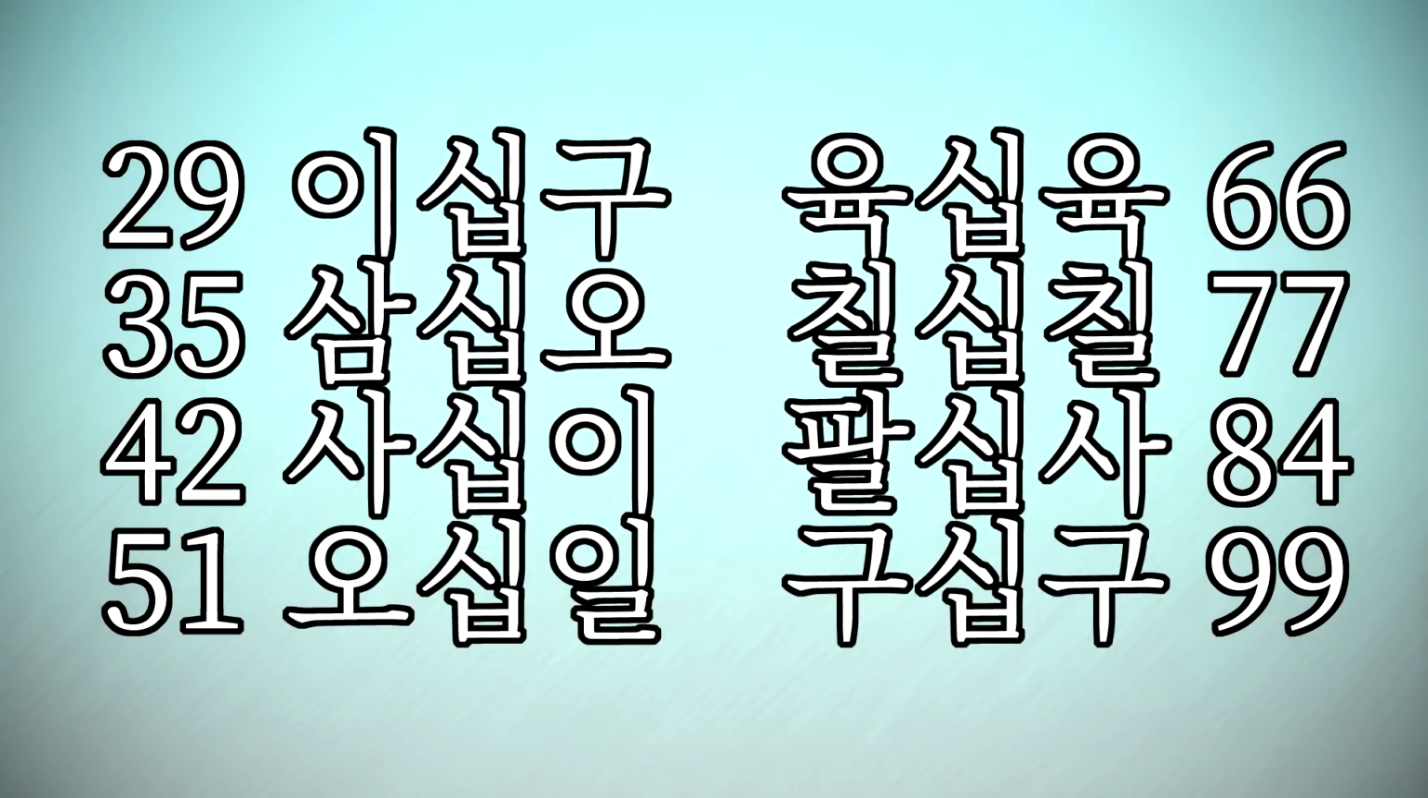Here are the answers. 29, 35, 42, 51, 66. Remember that 16 is pronounced as 심육, even if there's another number before it. 77, 84, 99. To go any further, we're going to need to know the number for the hundreds place. Unfortunately, we can't just make 100 by saying 10, 10 and 1,000 by saying 10, 10, 10 because that'd just get ridiculous really fast. So we'll need to know the number for 100, and that's 백.